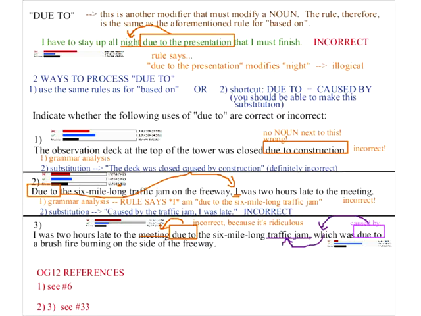There's a couple of things that you can check out. Number 6 and number 33 in the OG. So OG 12, number 6, and number 33.